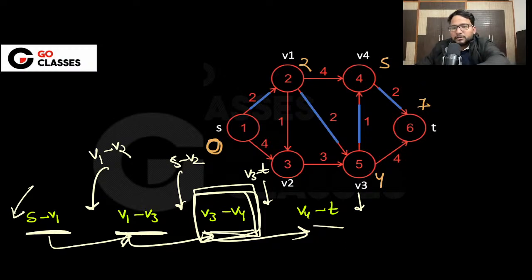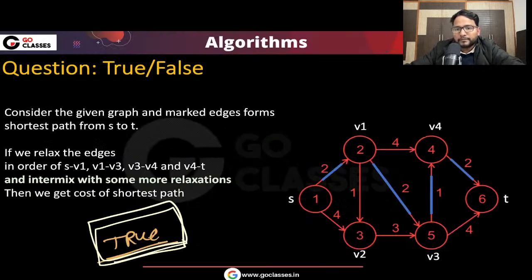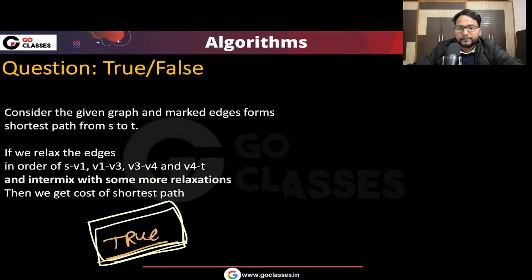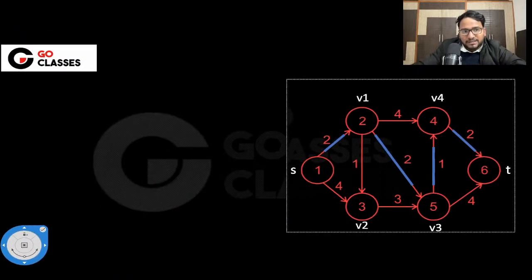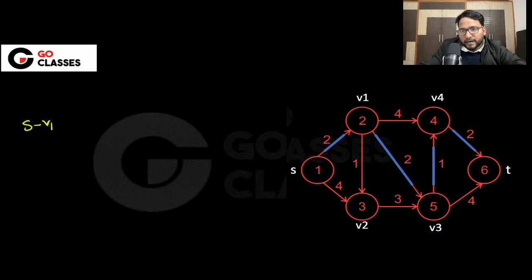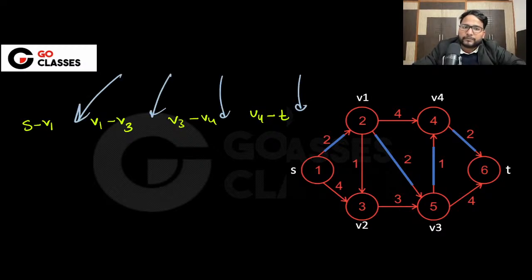So, for example, this is given to you. In this particular question, we have seen that if you relax S to B1, B1 to B3, and then B3 to B4, and then B4 to T, if you relax in this order, then ultimately you will get the shortest path. In between, you can intermix something.